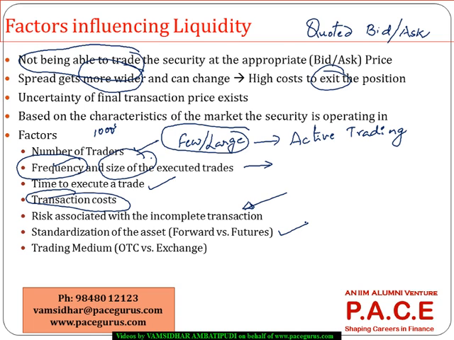Similarly, the mechanism where it is traded also matters. Exchange traded contracts generally have high liquidity and hence low liquidity risk, whereas over the counter kind of transactions definitely have higher liquidity risks. So these are some of the things that we need to understand when we talk about the liquidity and the factors that are impacting the liquidity and leading to liquidity risk.